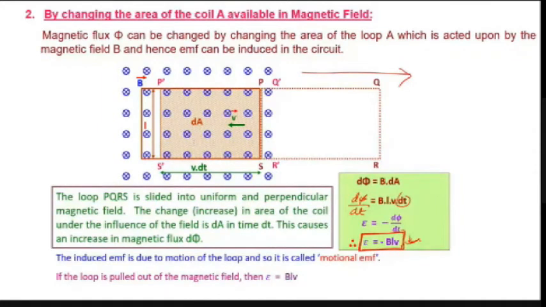Okay, this is the second method for producing induced EMF. The first method is changing the magnetic field. The second method is changing the area. How can you change the area? By moving the coil. So now, our aim: we know that there is an induced EMF, and we have to find the direction of the induced EMF.